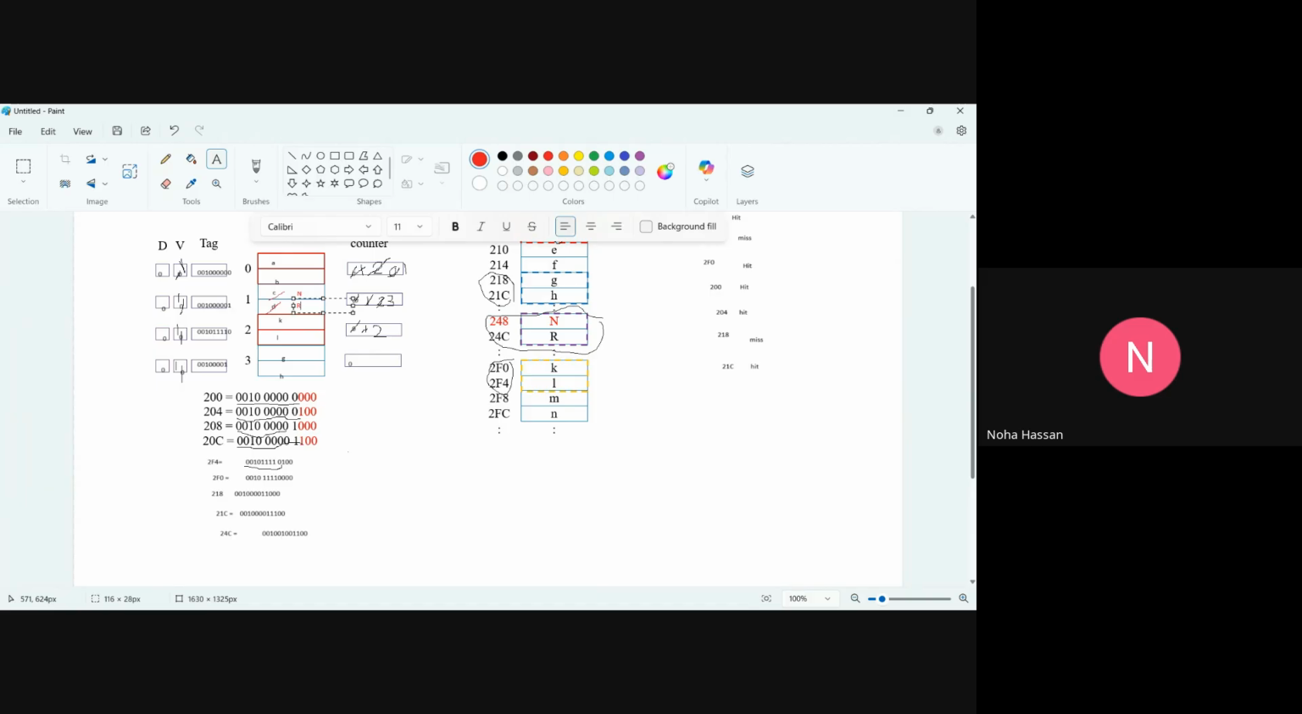Okay. And how about the counters? What will I do with the counters? Of course, this one right now has to be reset, right? So I have to reset it. This will become, instead of 3, I will reset it into 0. Okay.